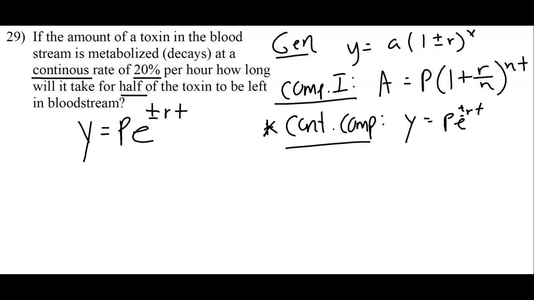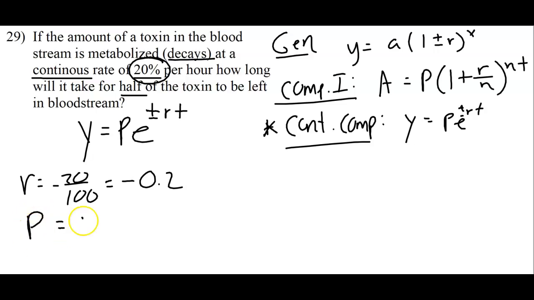Now, I have my 20% here. That's my R value. So R is equal to 20 over 100. But notice it's decaying, so it's going to be negative 20 over 100. So negative 0.2 would be my R value here. They don't tell me my starting amount, so we'll just leave that as P. But they do tell me that the final amount is half of the original amount. So in other words, half of P.